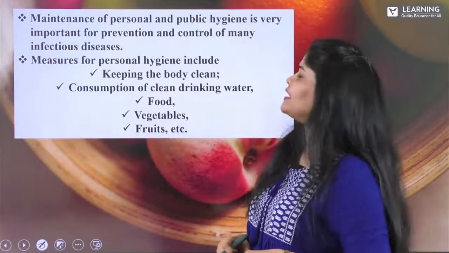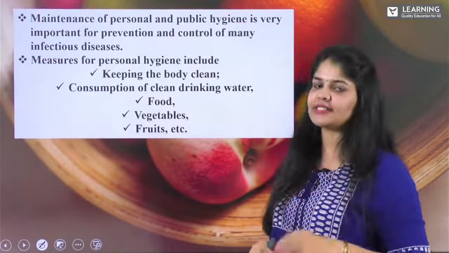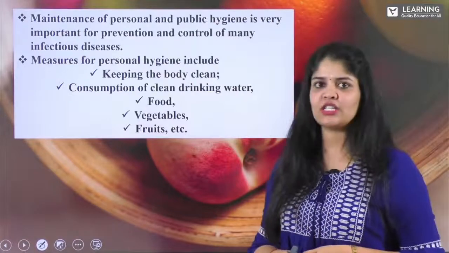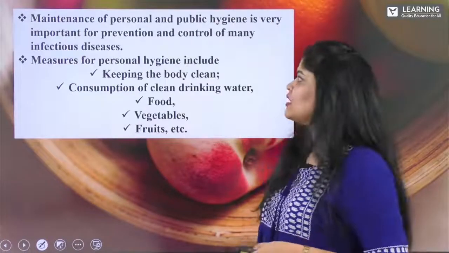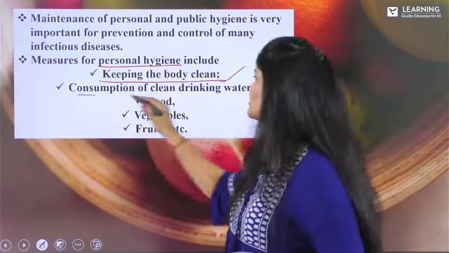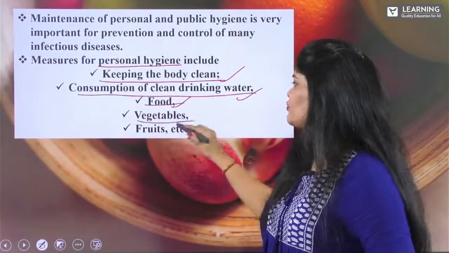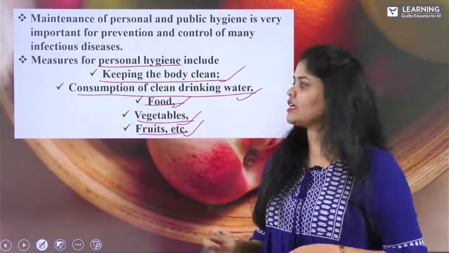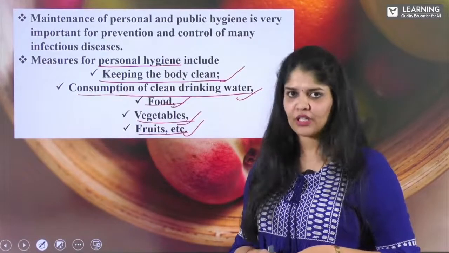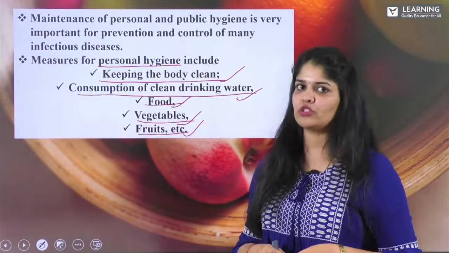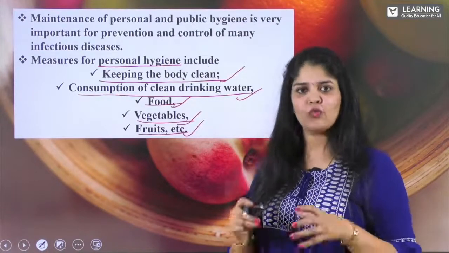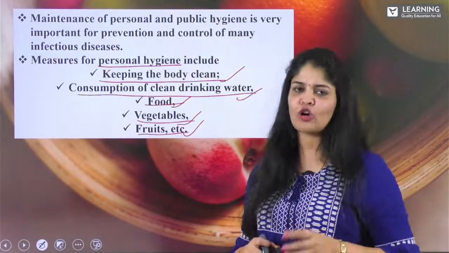Now, maintaining both public as well as personal hygiene is very, very essential. Look here, maintenance of personal as well as public hygiene is very important for prevention as well as control of these infectious diseases. Maintaining personal hygiene includes keeping the body clean, consumption of clean drinking water, clean food, clean vegetables, and safe fruits. All this has to be washed properly and cooked properly, then only can we get rid of the contamination. As these diseases mainly pass through contaminated food, water, fruits, vegetables, it's very ideal to practice hygienic conditions by washing and cleaning properly before we take food or drink water.